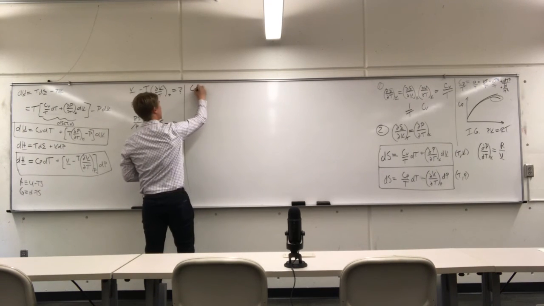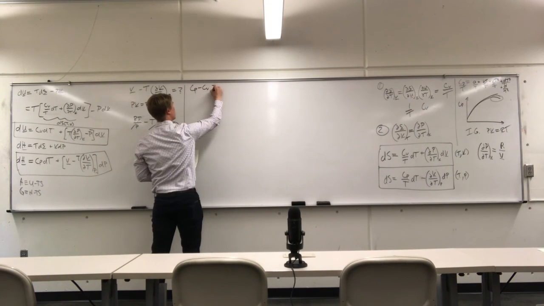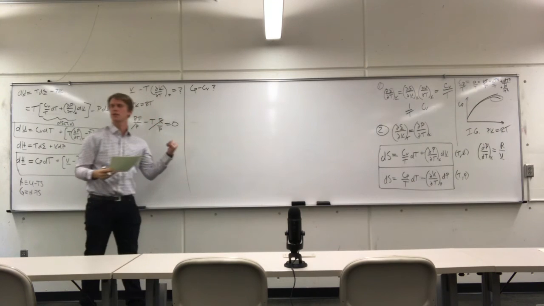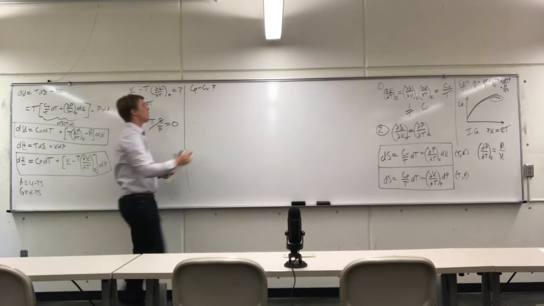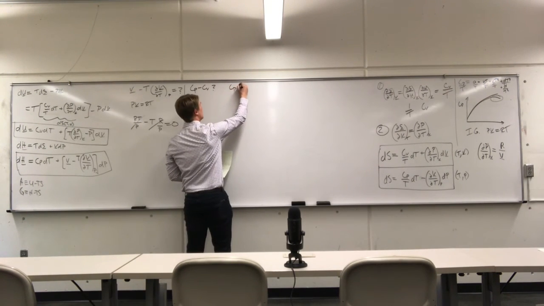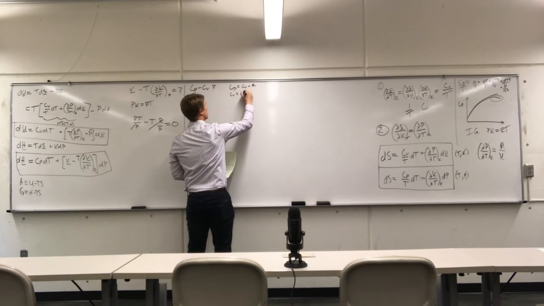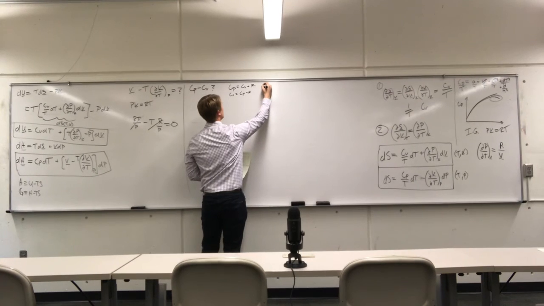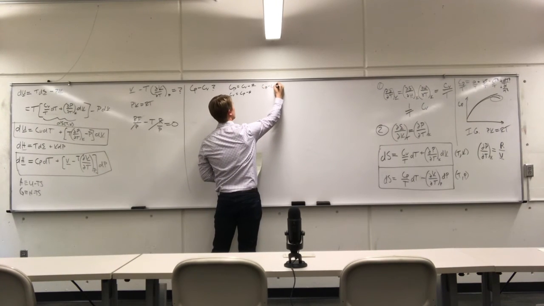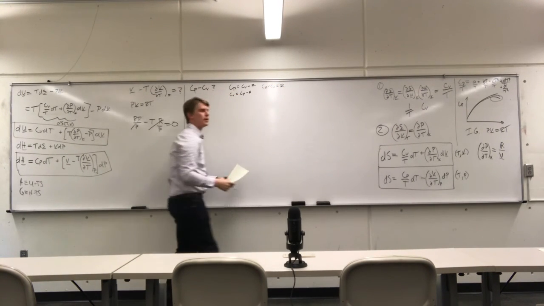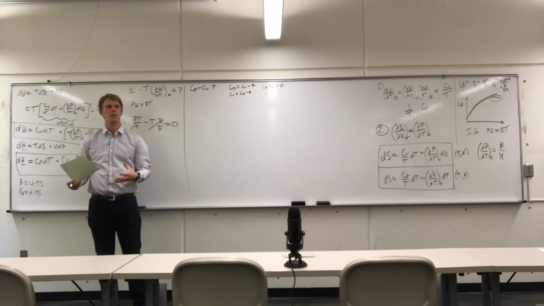What is C sub P minus C sub V? For an ideal gas, what is this? R. It's just R, right? For an ideal gas, we know, or we can write C sub V is equal to C sub P minus R, or C sub P minus C sub V is equal to R. They're just related by the universal gas constant.